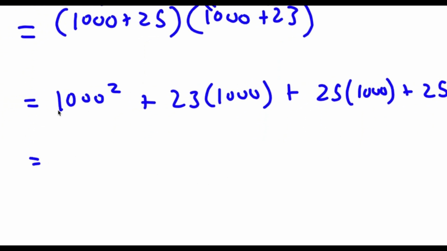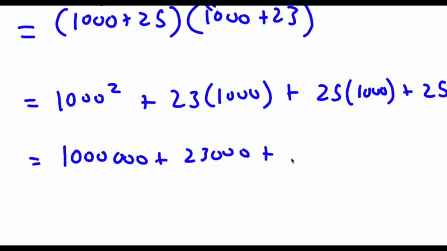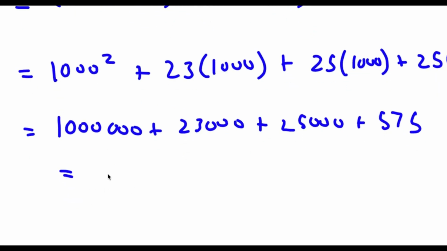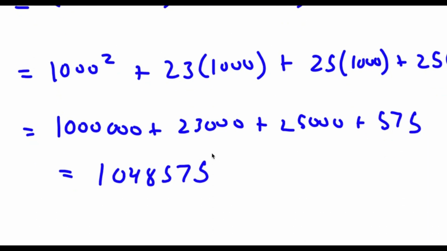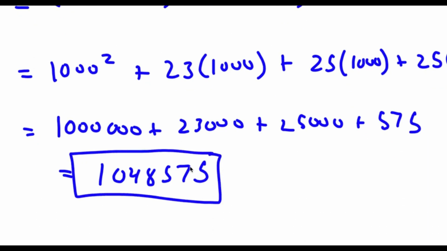So now 1000 squared, that's going to equal 1 million, plus 23 times 1000 is 23,000, 25 times 1000 is 25,000, and 25 times 23, that's going to be 575. So now if you add all of these together, you get 1,048,575. So this is my answer.